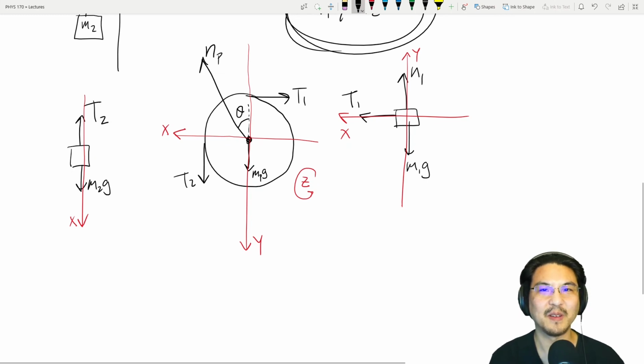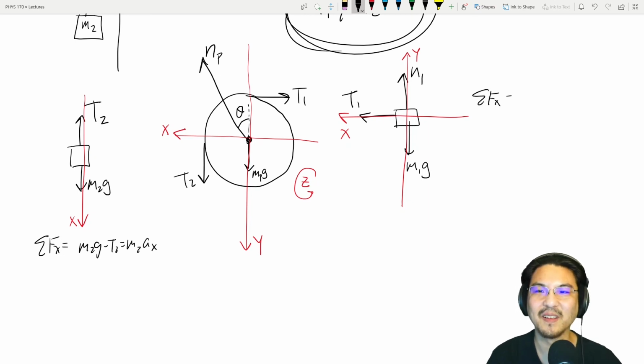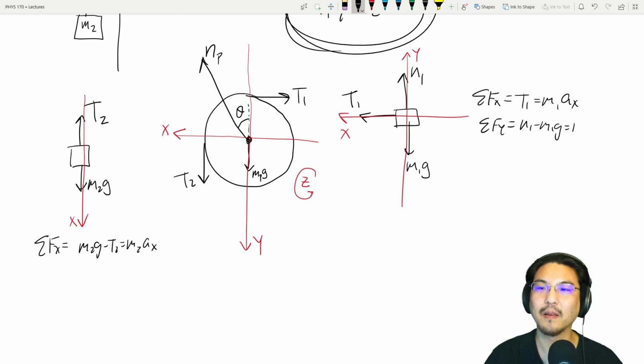Okay, so you know how to do these, right? Sum of forces in X over here, sum of forces, right? You've done this before. And then the Y direction. Okay, so this block is only going in the X direction, so a_y is 0.